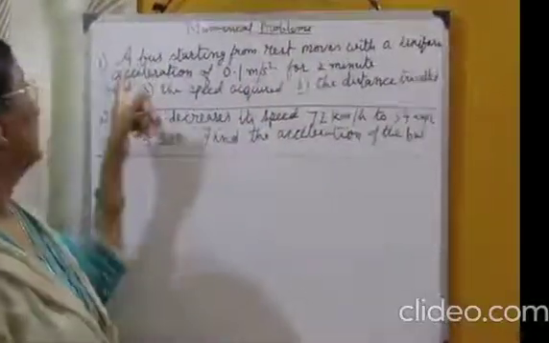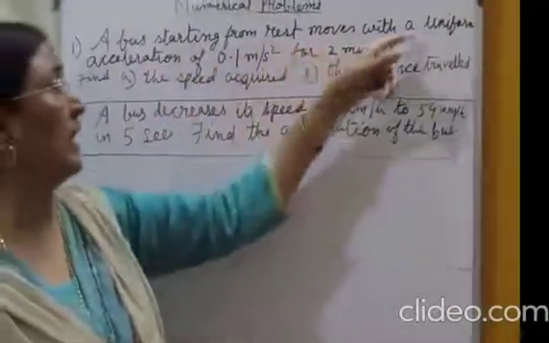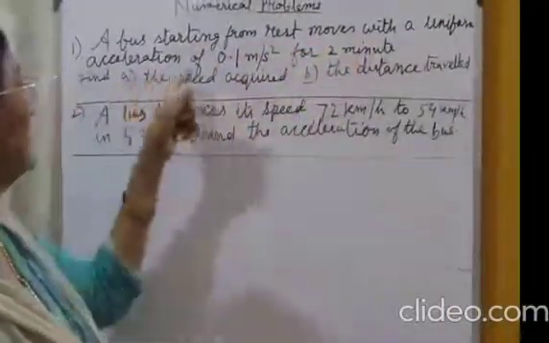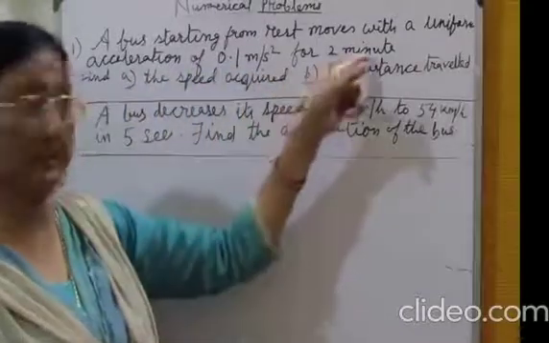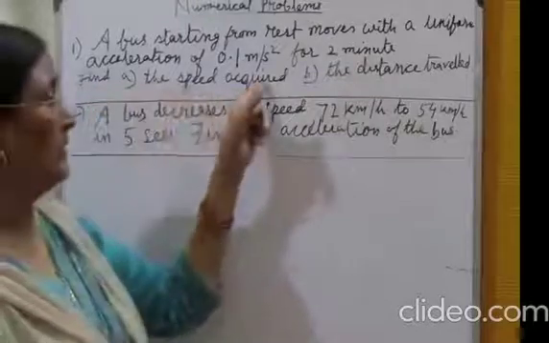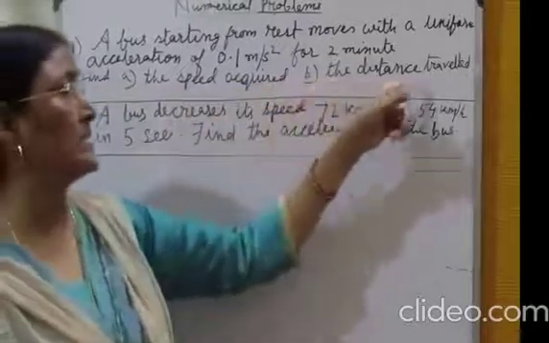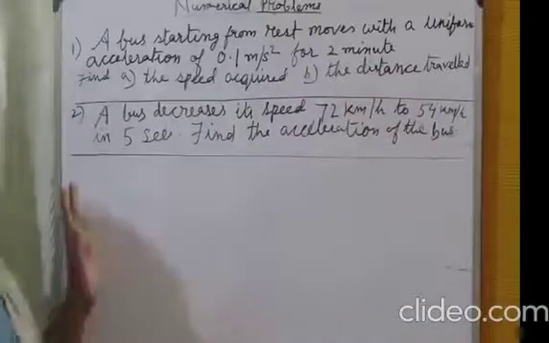First one: a bus starting from rest moves with a uniform acceleration of 0.1 meter per second square for 2 minutes. Find (a) the speed acquired and (b) the distance traveled. Now, how will you solve?